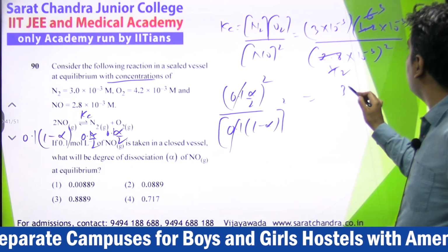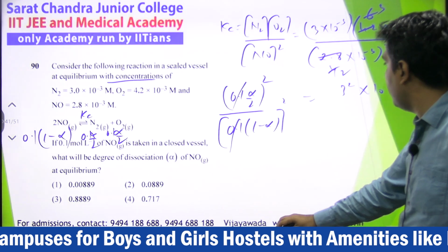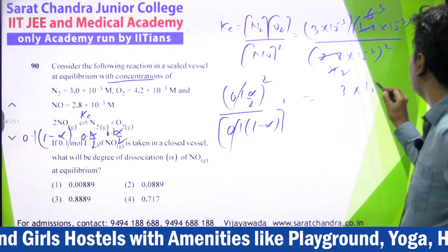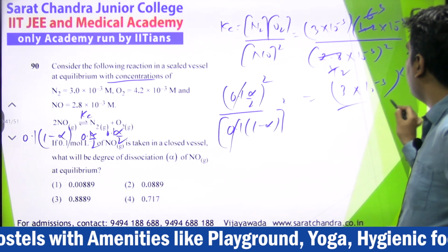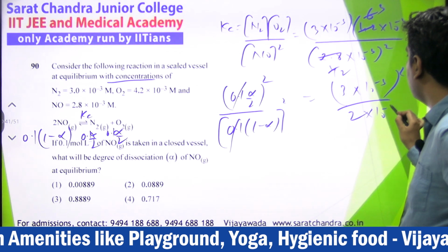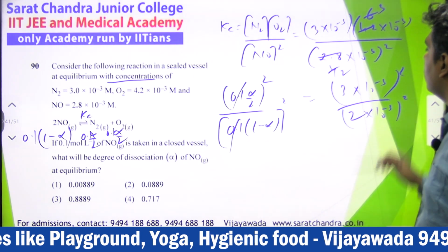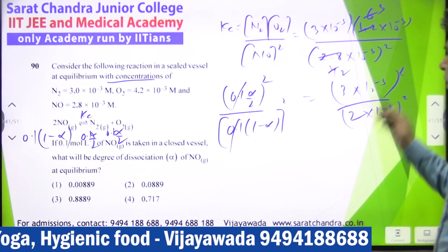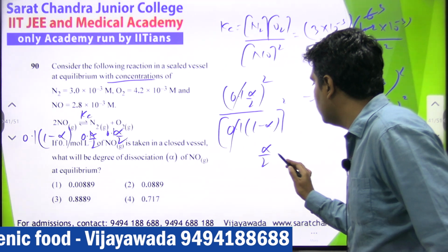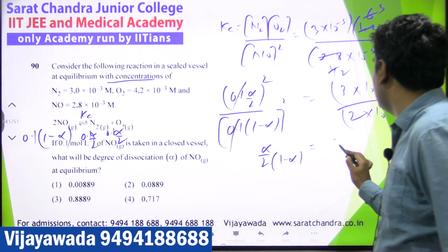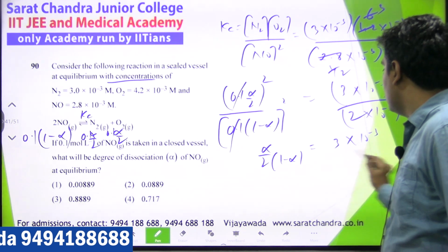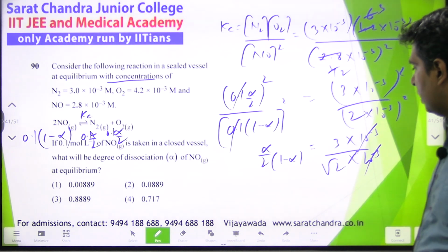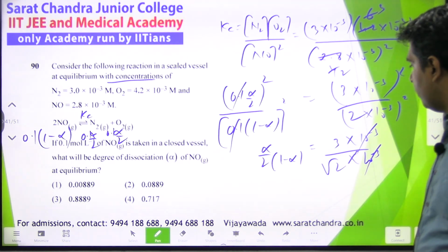So this will be 3 square into 3 into 10 to the power minus 3. So I am writing (3 into 10 to the power minus 3) whole square upon (2 into 10 to the power minus 3) whole square. Like this we can write down. Now if I am taking under root, so alpha by (1 minus alpha) will be equal to 3 into 10 to the power minus 3 upon root 2 into 10 to the power minus 3. This is getting cancelled out. So we have to find out the value of alpha.